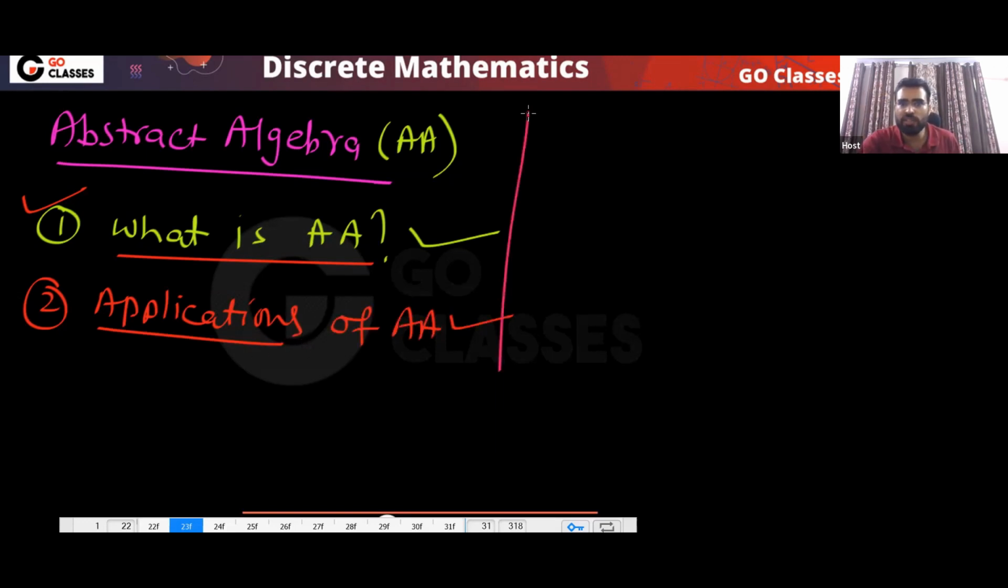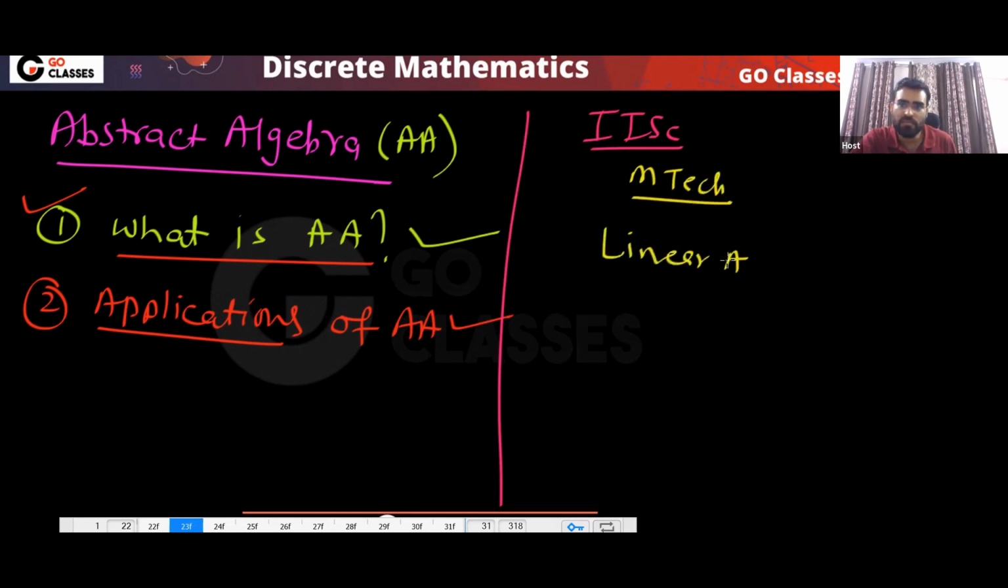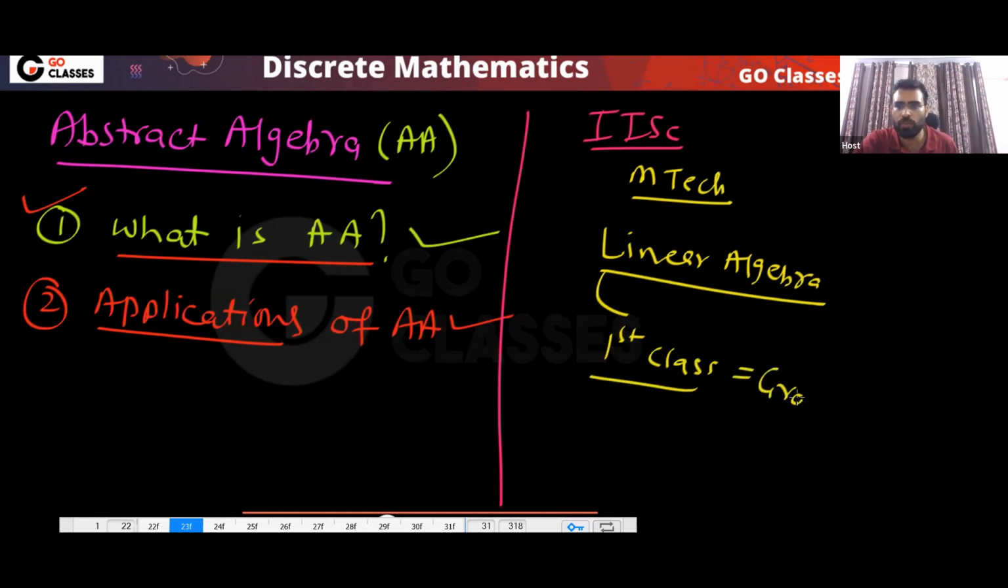Let me tell you, once you go to IISc, or to an IIT, for an MTech, let's assume, and you take the course linear algebra, the first class will be all about abstract algebra. In the first class you will study group, you will study field, you will study ring. These concepts you will study in the first class.